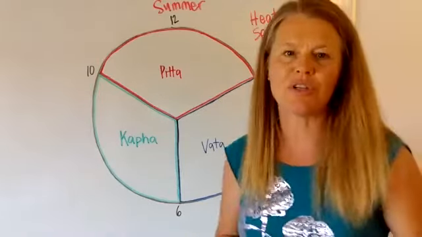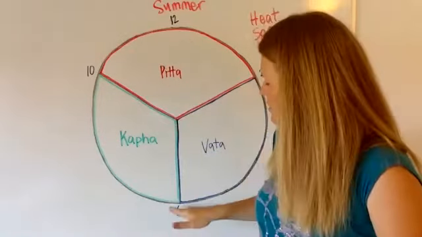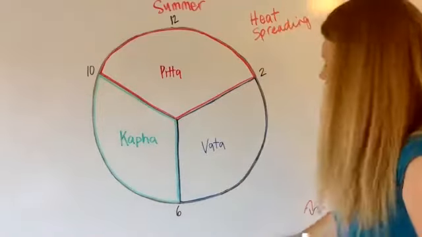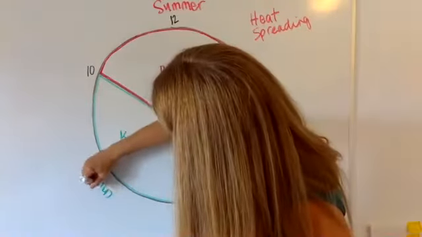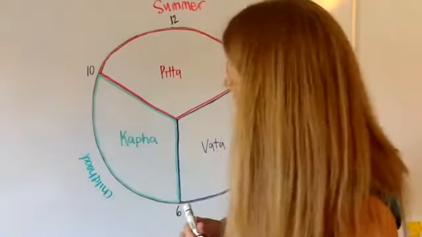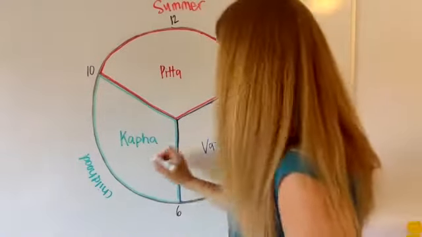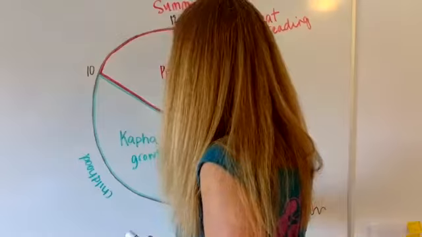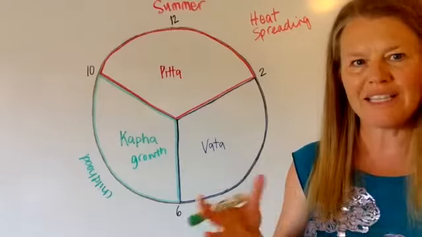So if we were to start going around the circle once in your lifetime, let's start here in Kapha season. Kapha is the season of childhood. It is the season of growth. It is made up of qualities that are all catabolic. They're all qualities that promote growth.